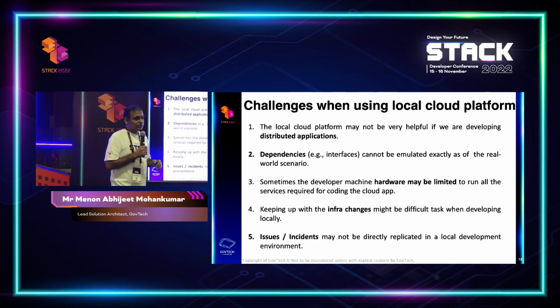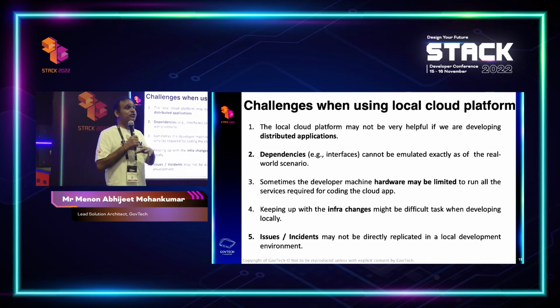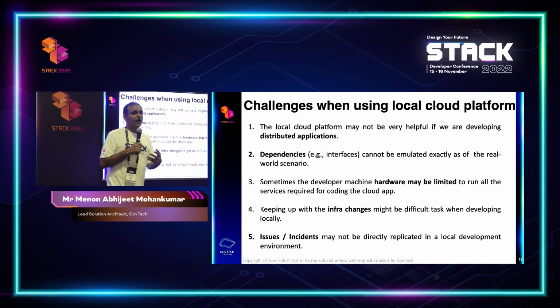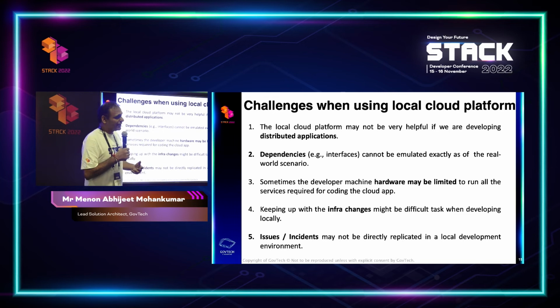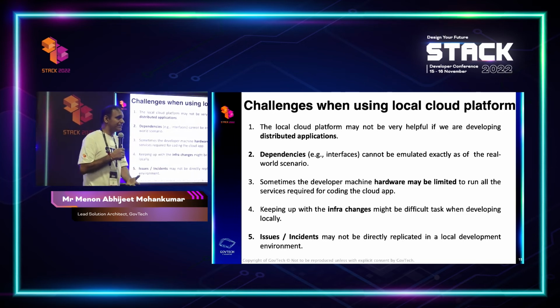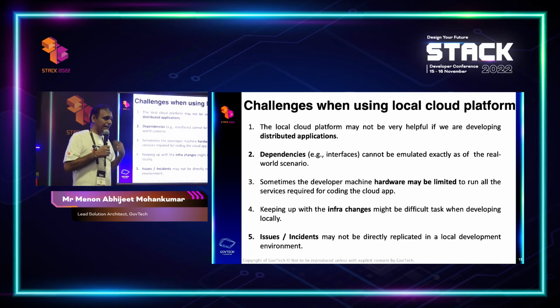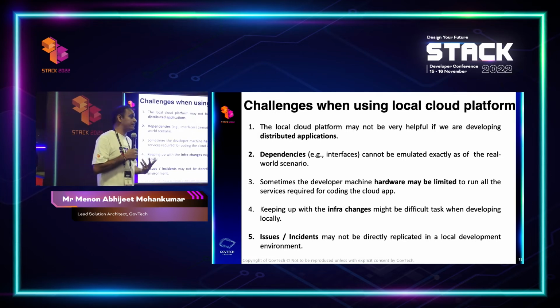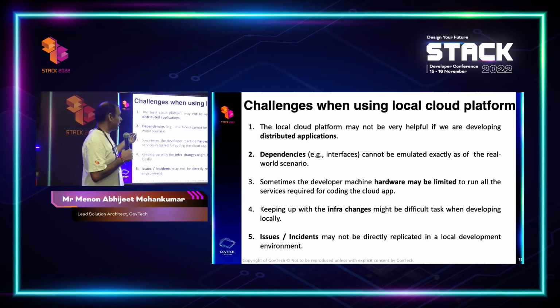So everything doesn't go smooth, right? Basically, it has its own pros and cons. So some of the cons, right? Basically, I cannot use this kind of scenario for things like distributed applications or dependencies like APIs. Like, for example, I want an API. I cannot emulate it. I can maybe create a stub, but I cannot emulate it properly in the real world.